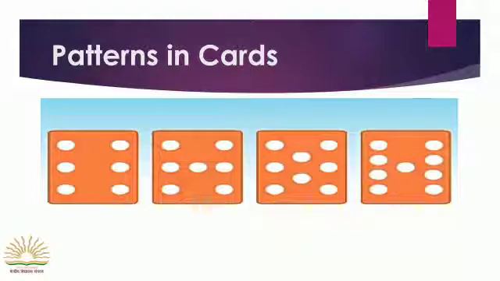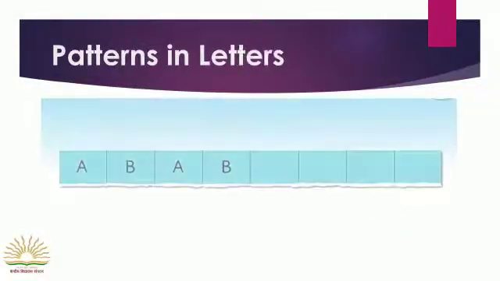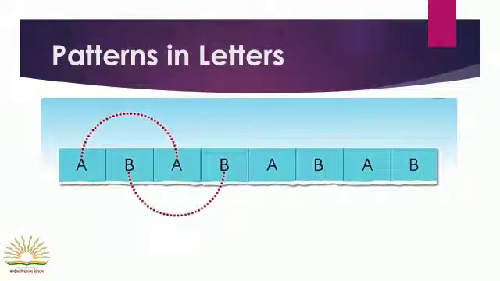Children, we can find the pattern in letters too. Now, observe the given pattern and write the next 4 letters. We can see that letter A and letter B are placed alternately. This becomes a pattern. So, the next letter will be letter A, then letter B, then again letter A and lastly letter B.